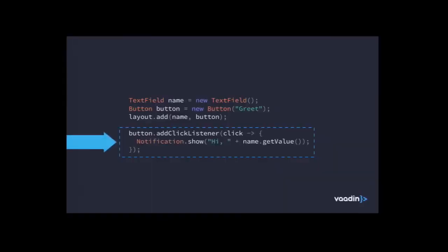Vaadin will take in this message. It will kind of look at what happened. It will first update the values that it saw had changed, so it will update the text field value, and then it will run the events. So in this case, it will trigger this click listener. And in there, we can call this notification.show. And when we call name.getValue, we're assured that it's already set there, so we can access it as if it had been kind of running on the server.